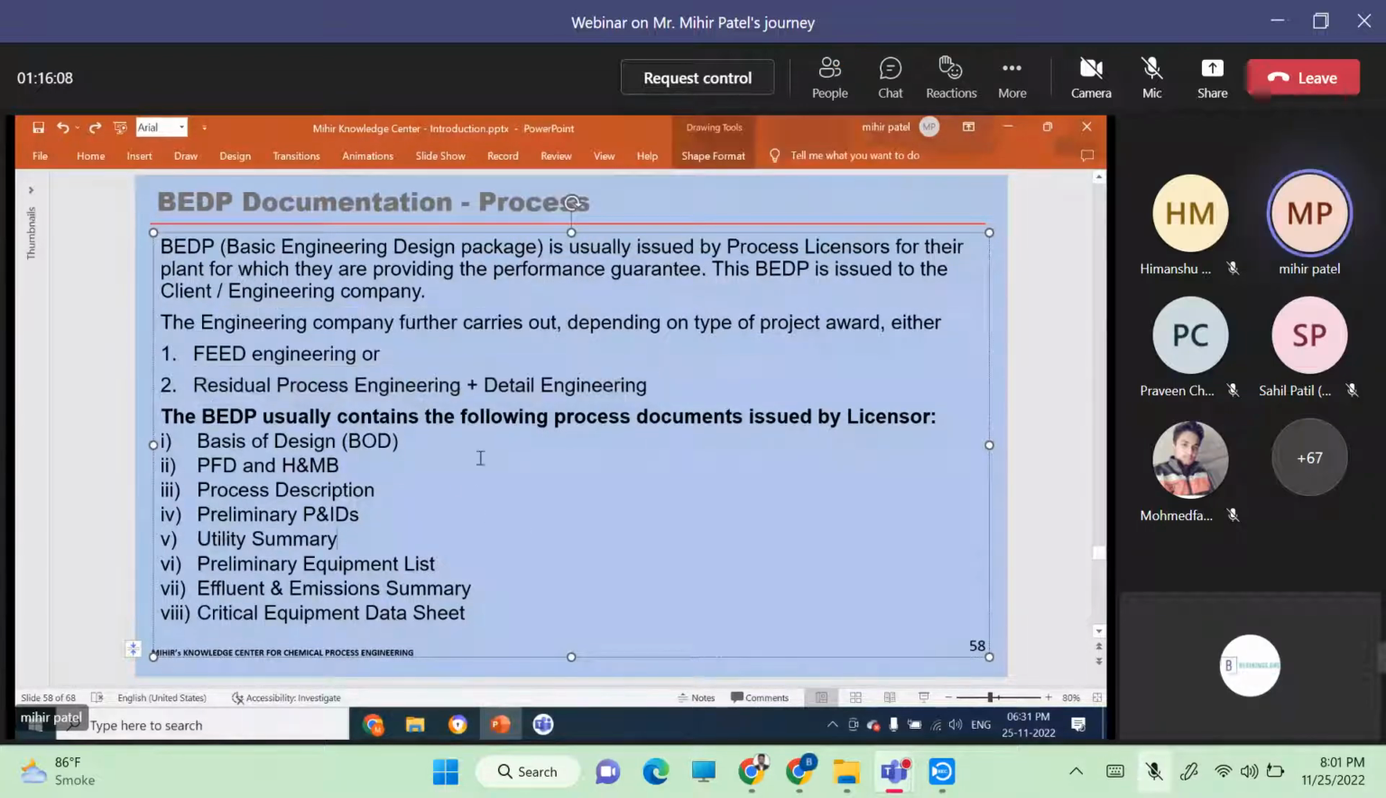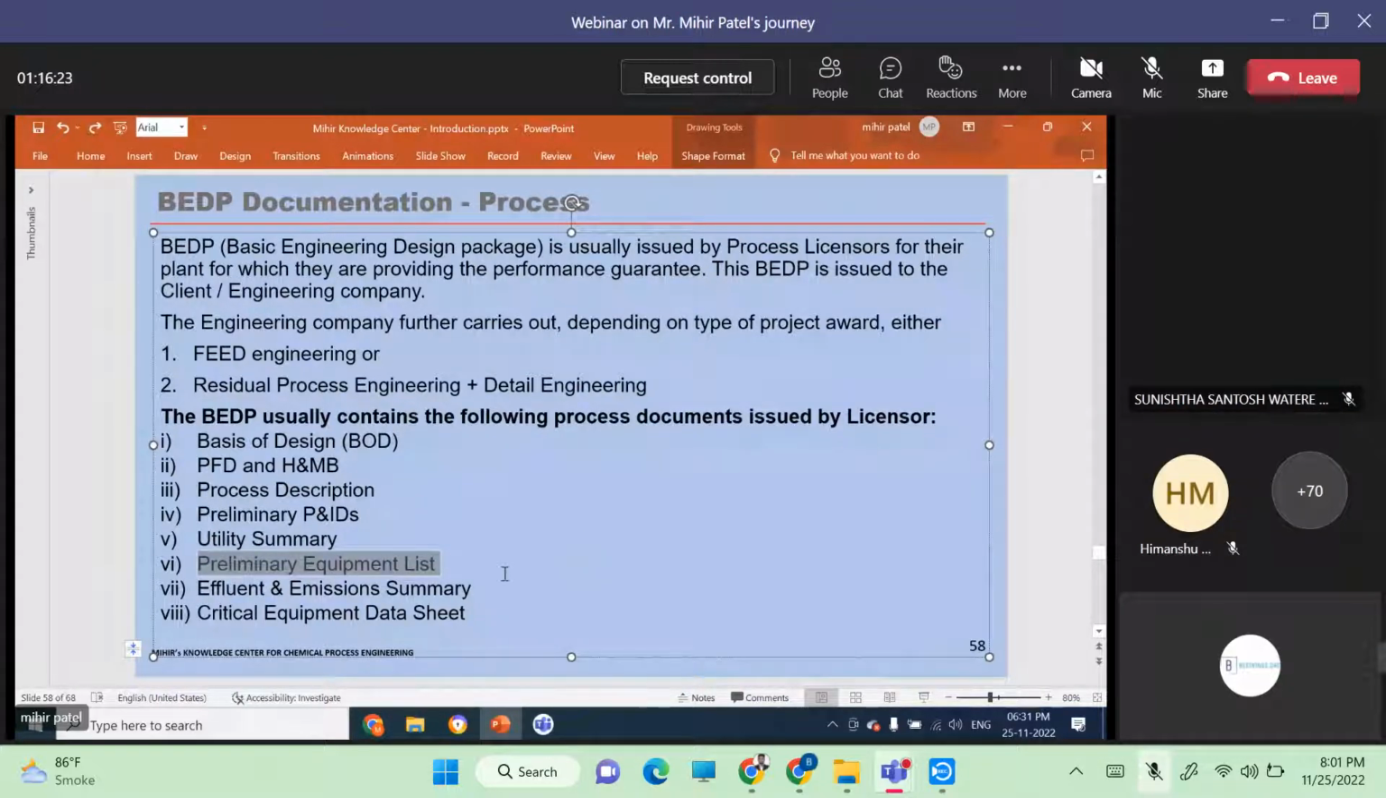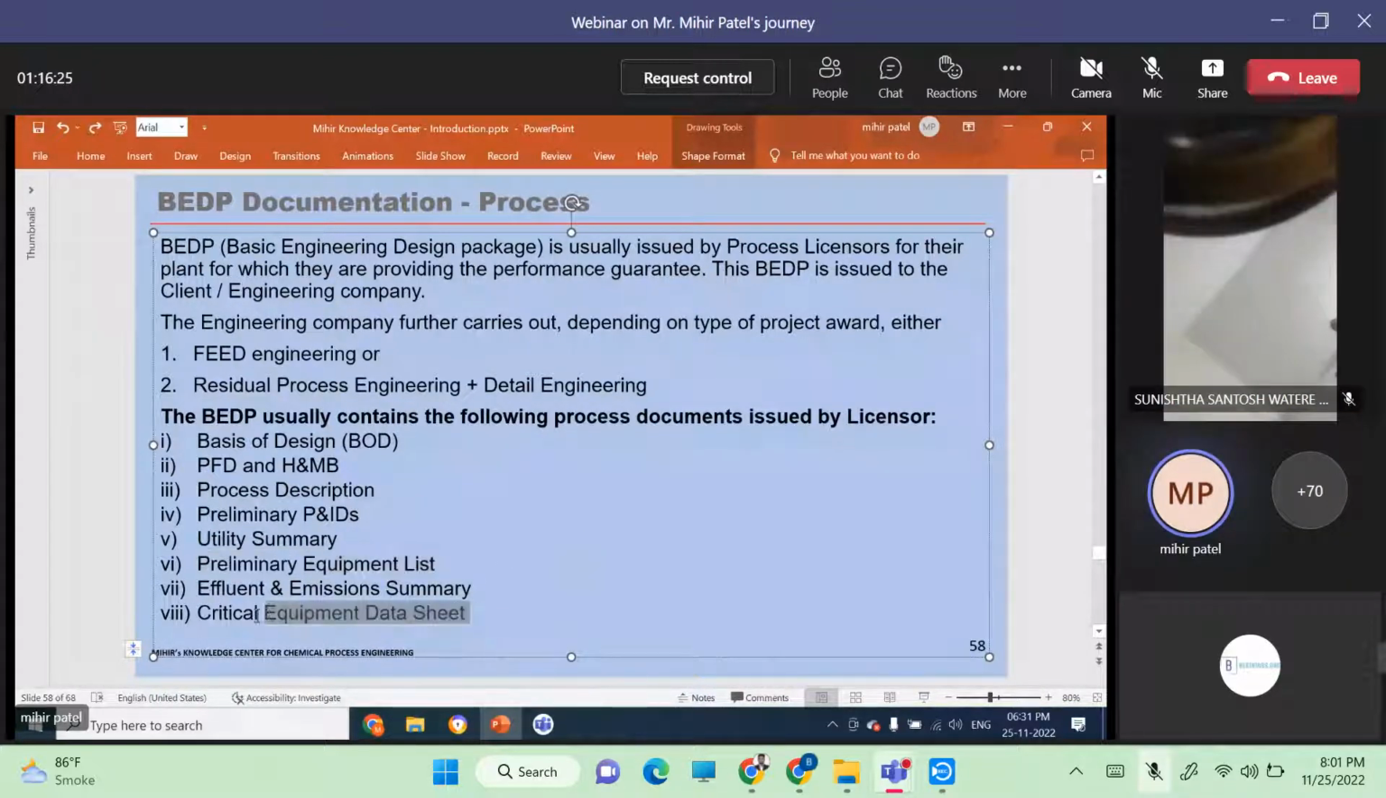And the BDEP normally contains these documents. So as can be seen, preliminary equipment list is there. This may not contain the offsite and utilities equipments, which have to be added by the detail engineering contractor or the feed engineer. And similarly, critical equipment data sheet like reactors, etc., that he has to provide basically.